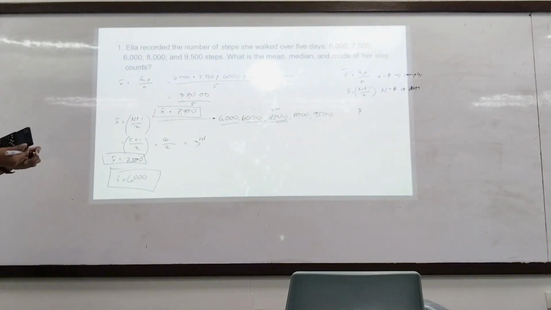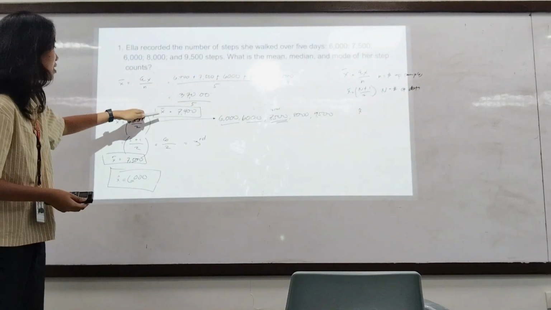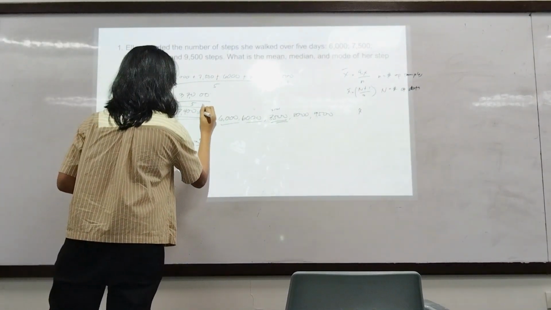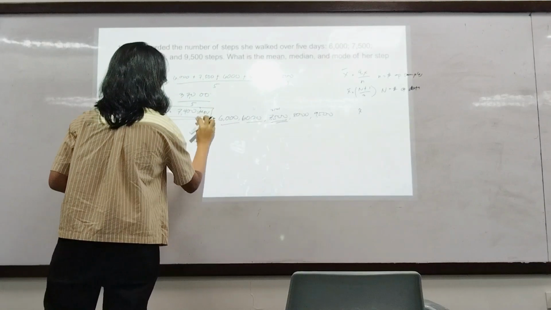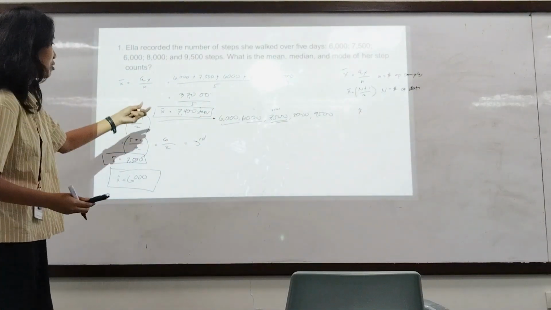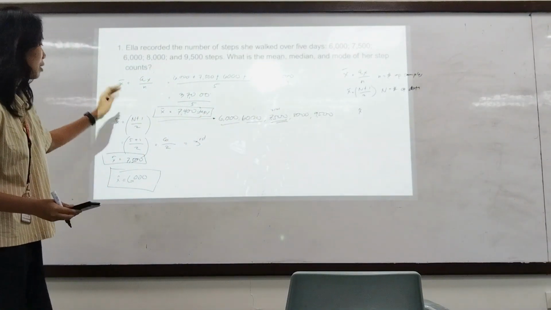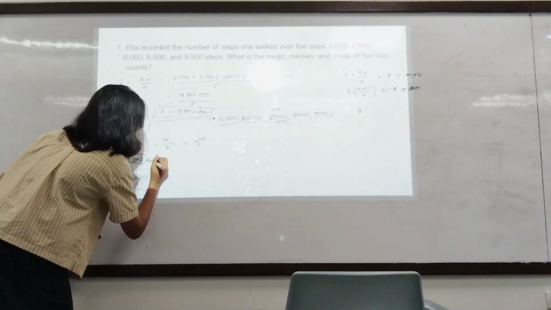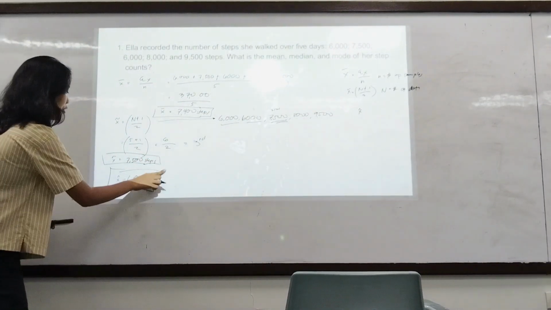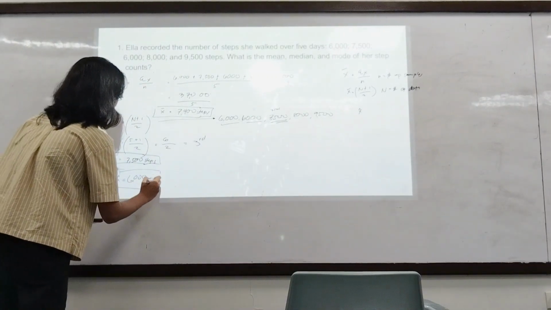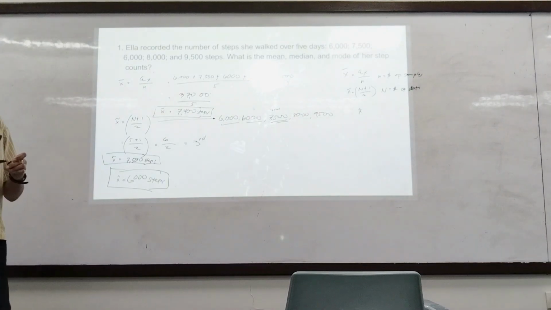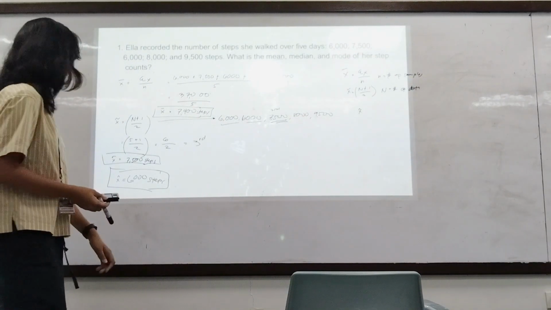Okay, so again, that is our mean. Our mean is 7,400 steps, because that's important. Next, the median is 7,500 steps. Then lastly, our mode is 6,000 steps. Right? Yes. Oh, let's go with another example.